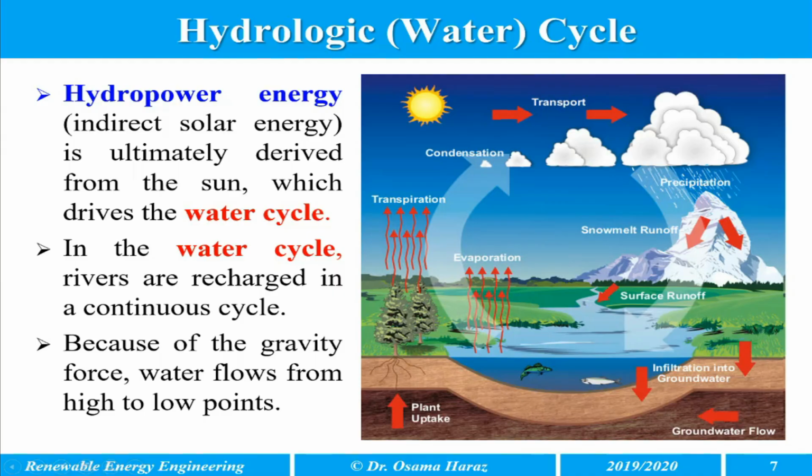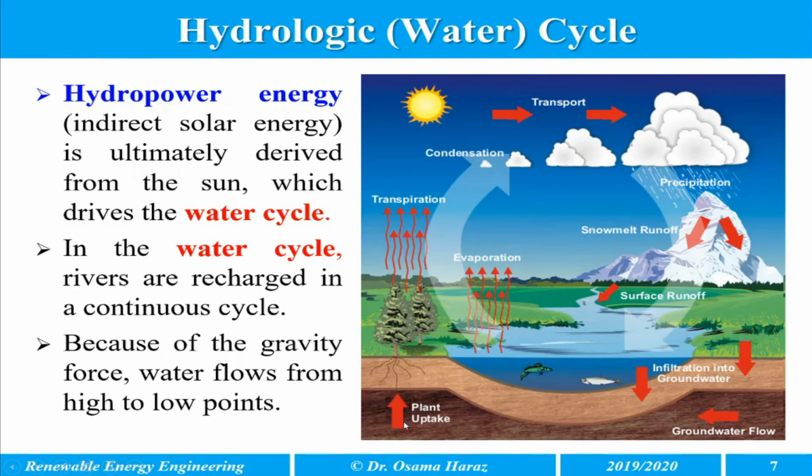Hydroelectric, or the hydrologic water cycle: we can say that hydropower energy is indirect solar energy, ultimately derived from the sun, which drives the water cycle. In the water cycle, rivers are recharged in a continuous cycle. Because of the force of gravity, water flows from high to low points.